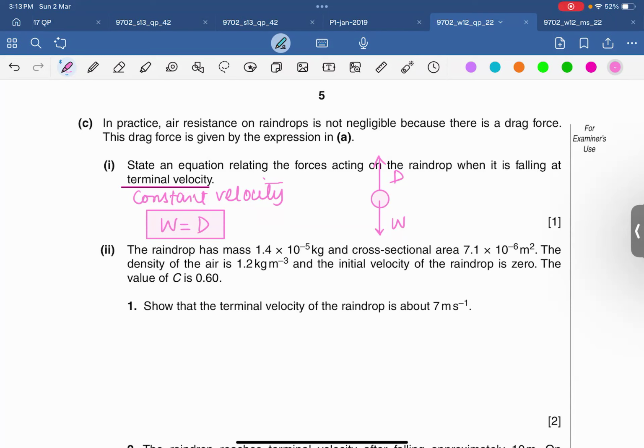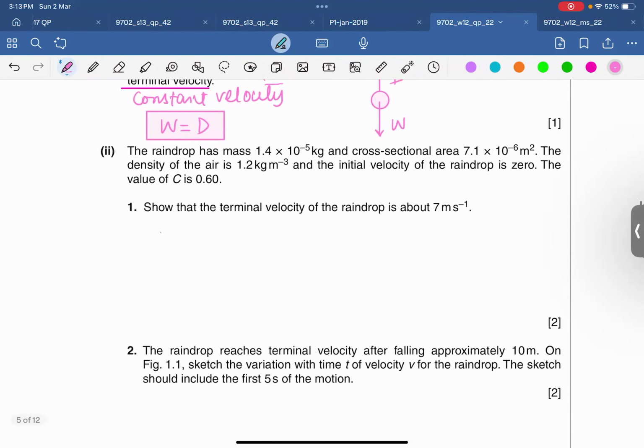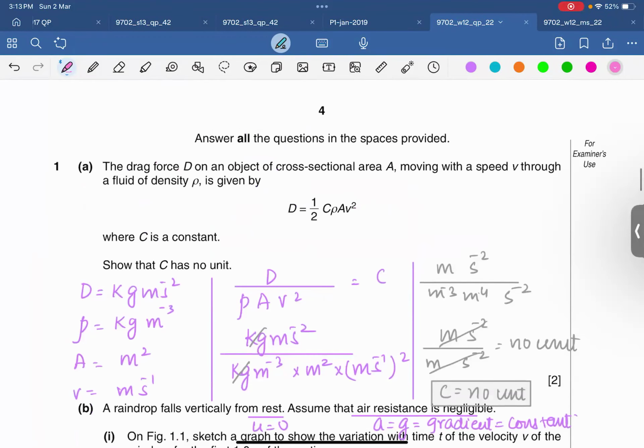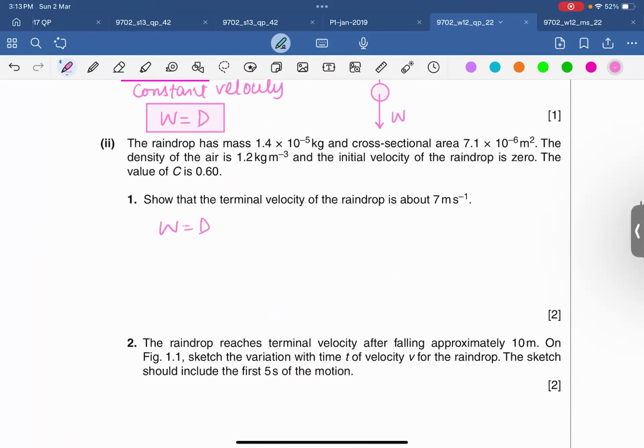Drag force. Okay, fine. They're saying show that the terminal velocity. Okay, so we can use this formula. Weight is equal to drag force. The mass is given, the area, everything is given, and the formula is also given. That is basically the drag force formula. So we can say that weight should be equal to drag force, and drag force is 1 over 2 c rho a v squared.